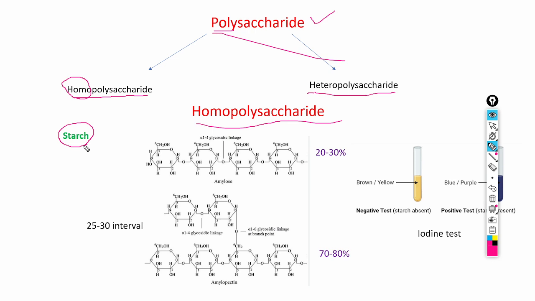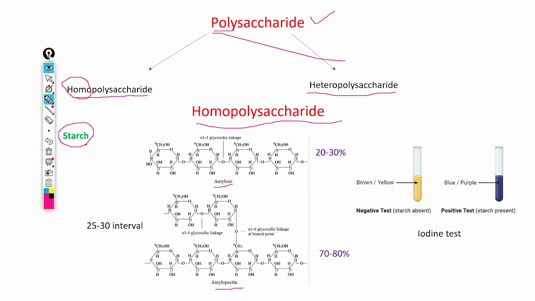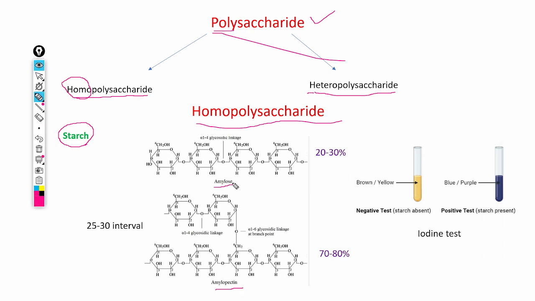Starch has two components. One is called amylose, another is called amylopectin. So what is amylose? Amylose is a linear strand of glucose molecules. That means here is a glucose molecule, here another glucose molecule, here another, here another, and they are joined by the alpha 1,4 glycosidic bond.